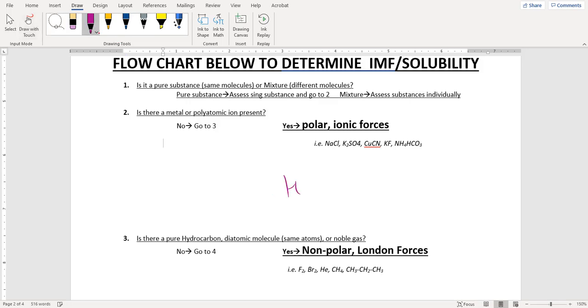I have a molecule like this, F2. There is no metal or polyatomic ion, so go to step 3. The step says, is there a pure hydrocarbon, diatomic molecule that's the same atoms, or noble gas? In this case, this is a diatomic molecule, and it has the same atoms, so automatically it's going to be London forces. I don't have to draw out anything.